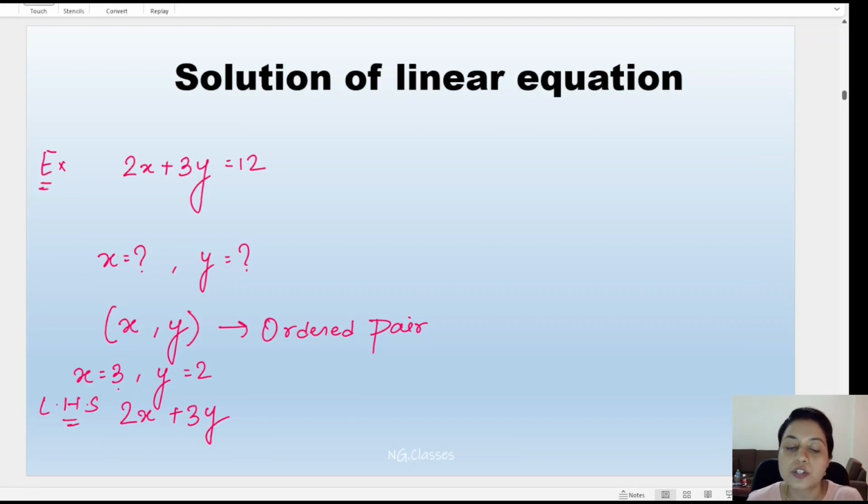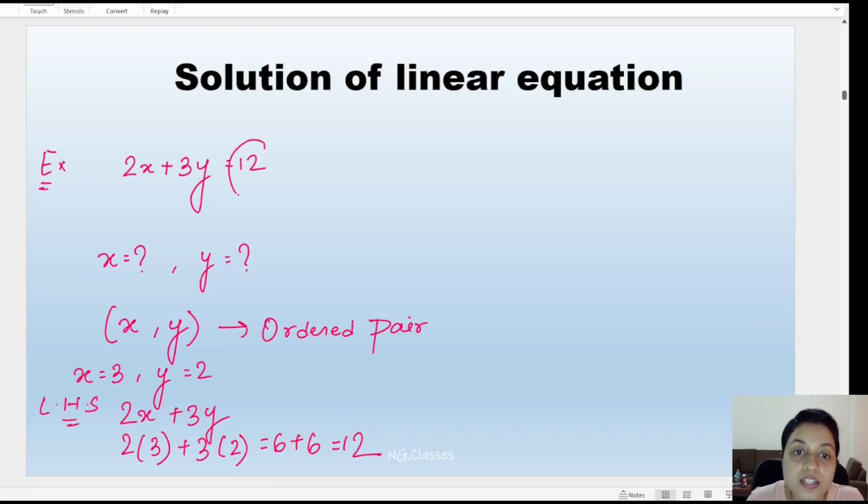Here we will substitute the x value, that is 3, and the y value, that is 2. Let's do the calculation. So we will get 6 plus 6 is equal to 12. And hence we got the right hand side, which is 12. Right? Hence one of our ordered pairs, or one of the solutions, is (3, 2). Like this, we can find a lot of different ordered pairs.